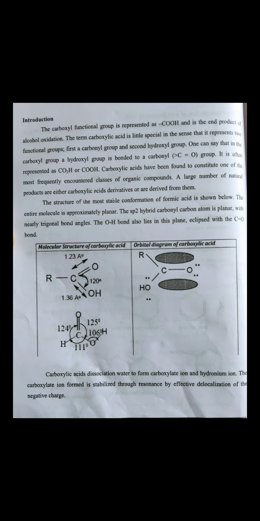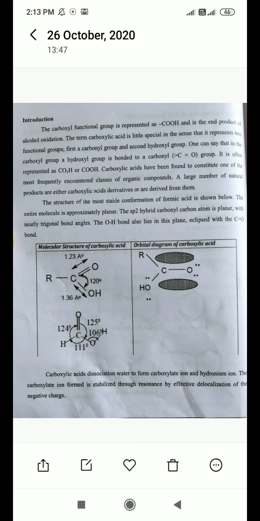This COOH can be represented as CO2H, or we can also represent it like COOH. Carboxylic acids have been found to constitute one of the most frequently encountered classes of organic compounds. A large number of natural products are either carboxylic acid derivatives or are derived from the acidic compounds.